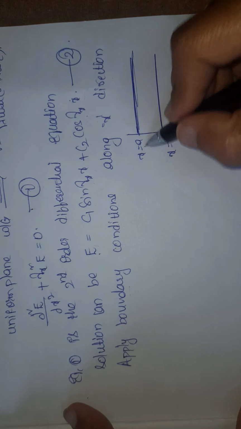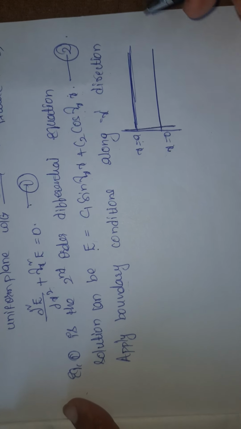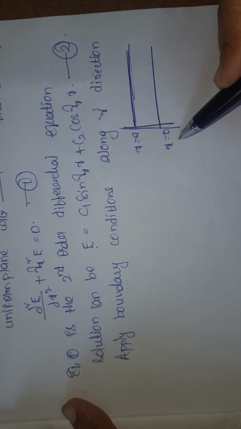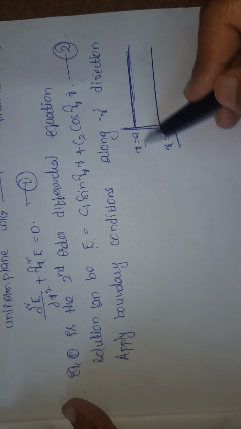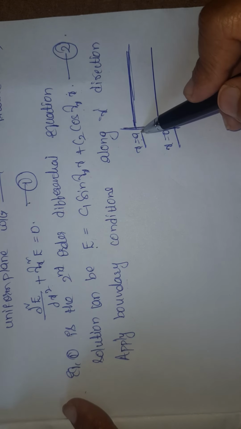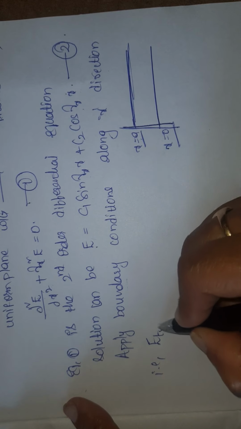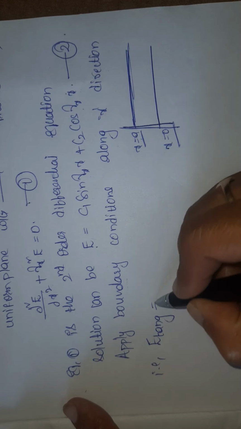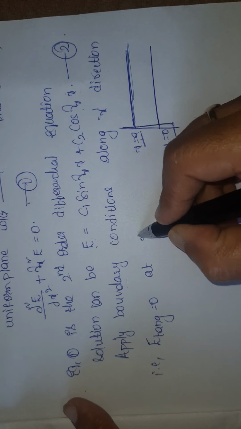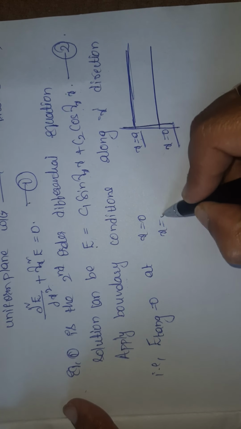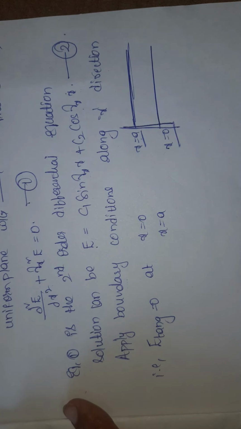At x is equal to a I am having another boundary. So now apply the boundary conditions at x is equal to 0 one time, and at x is equal to a one time. What is the boundary condition? The tangential component of electric field is always equal to 0 at x is equal to 0 and at x is equal to a.